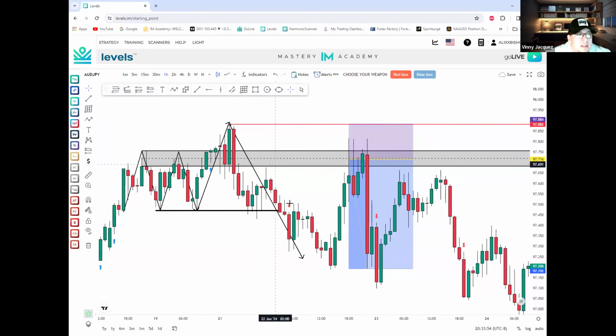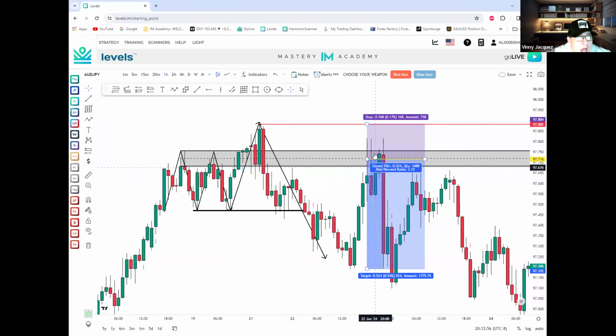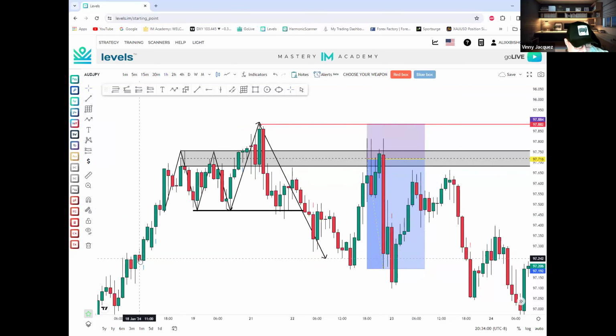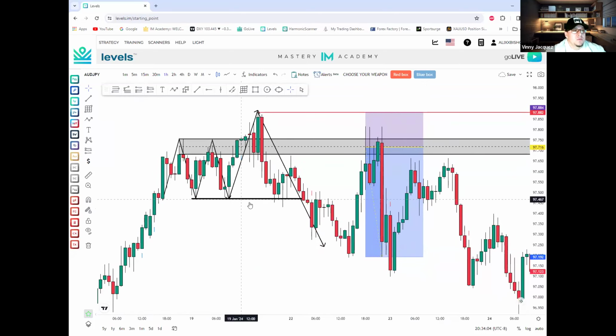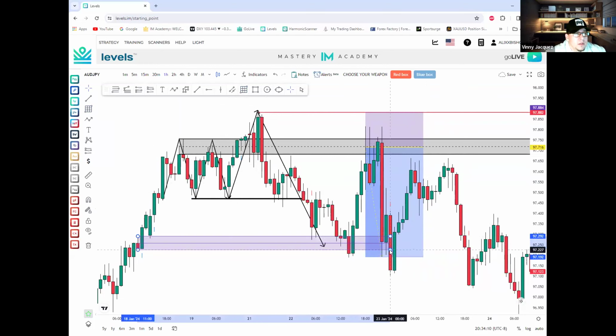Right? So now based off this market structure, I'm looking to take some sell opportunities. That buy is still valid. But when I'm seeing something like this, with this setup particularly, I would not mind buying off this starting point to send it right back up to the shoulder.